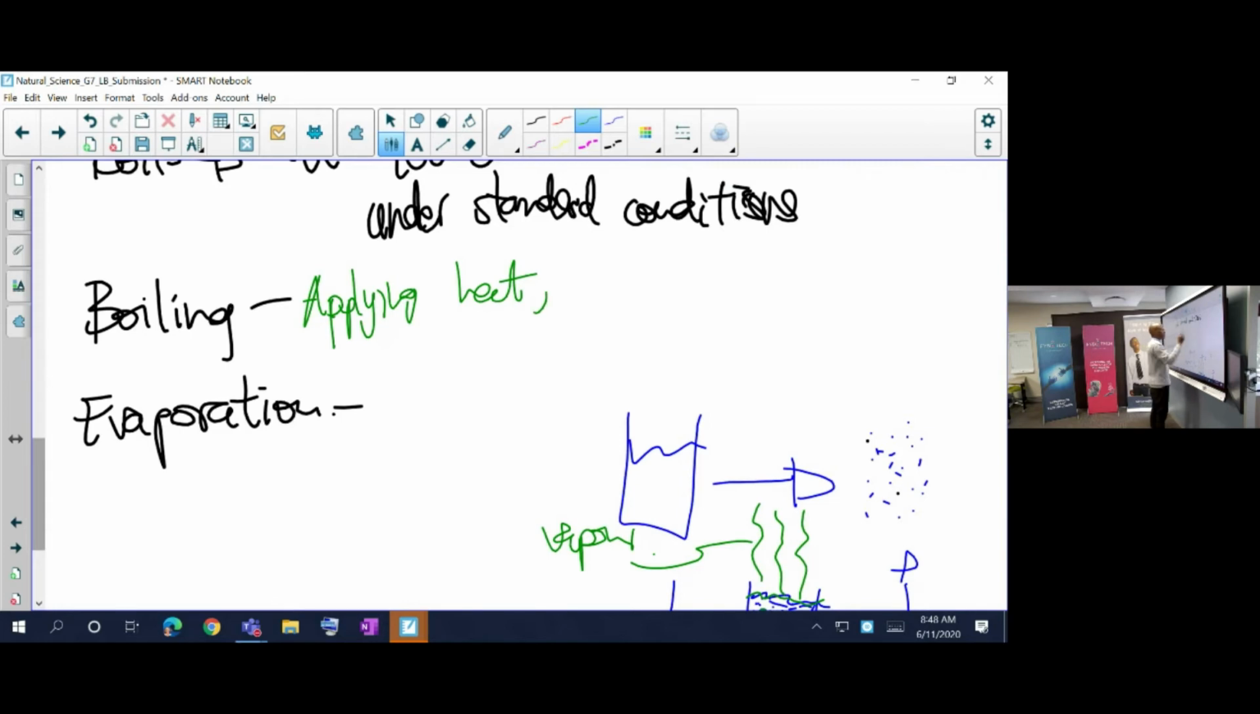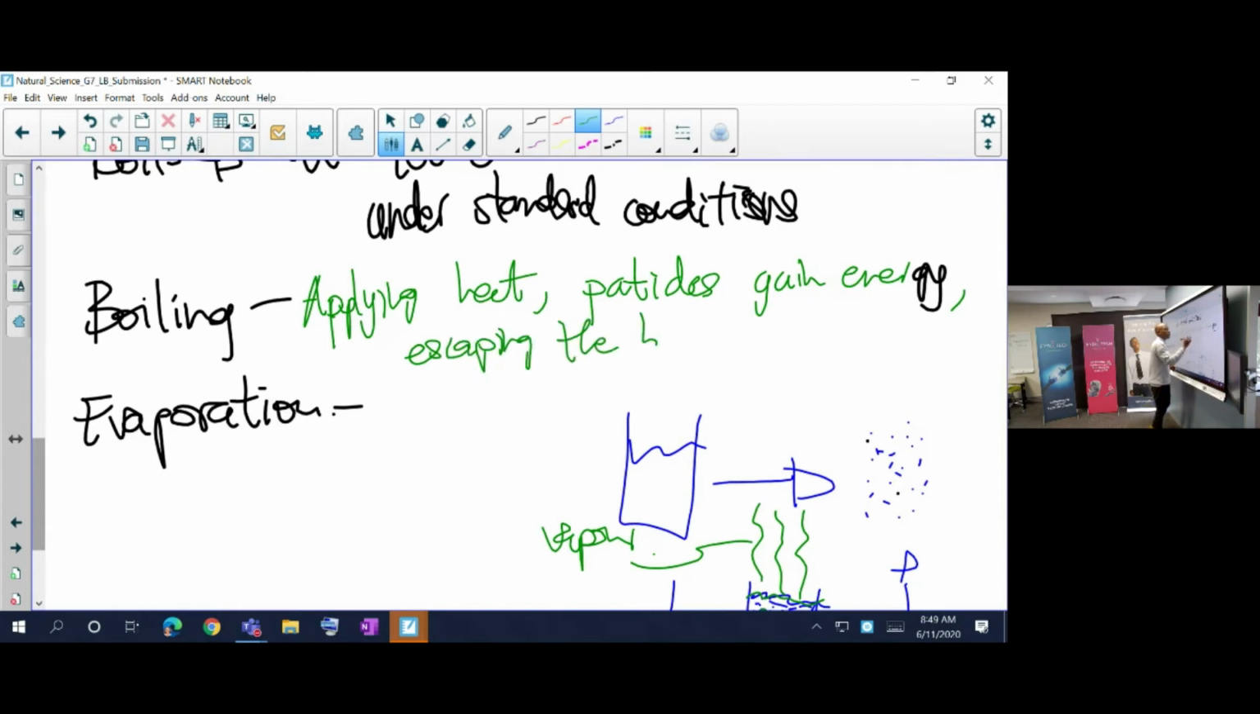We'll be applying heat. Our particles in water would be gaining energy and escaping the bonds holding the water together to form what? To form vapor.